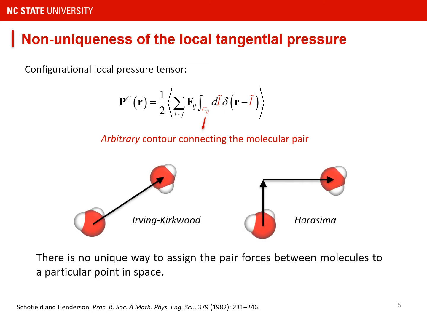There are actually many possible choices for the contour. Here I only showed you two possible choices. One is the straight line, which is adopted by Irving and Kirkwood. The other one is called the Harasima choice, which is composed of two perpendicular paths. This arbitrary contour involved in the equation indicates that there is an ambiguity on how to distribute the force between the two particles in space.